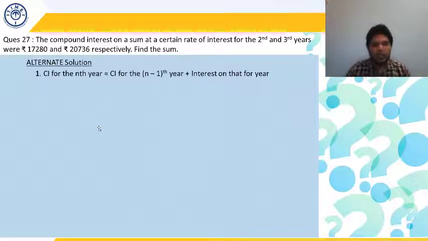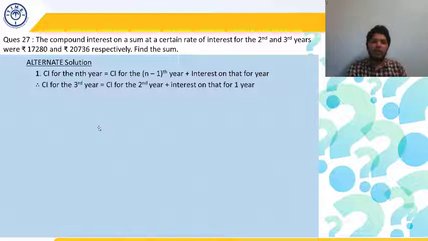This alternate approach says compound interest for any nth year is equal to compound interest for any n minus 1th year plus interest on that for 1 year. So compound interest for third year is going to be compound interest for second year plus interest on that for 1 year. I hope it is clear.